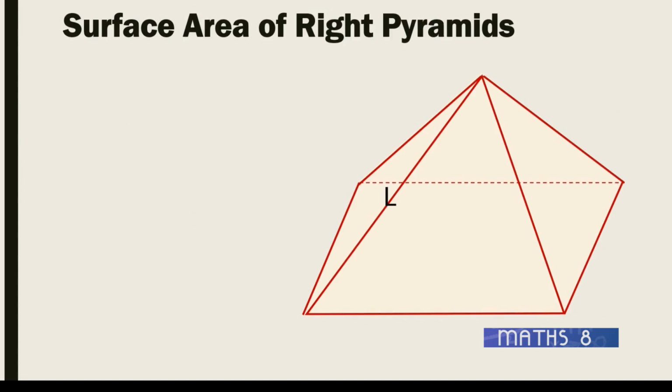We can find the surface area of right pyramids. We start with the lateral surface area. So this is the area of all of the sloping faces.